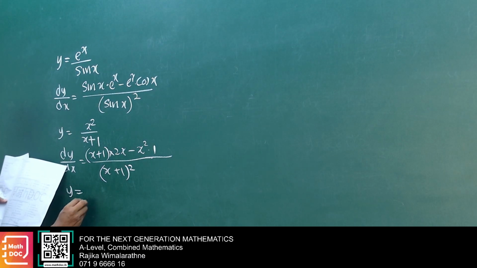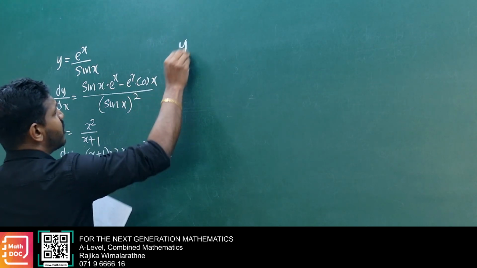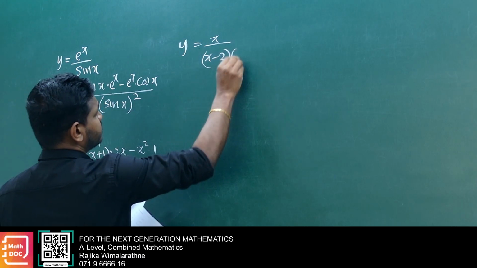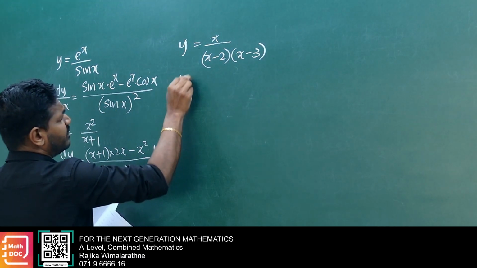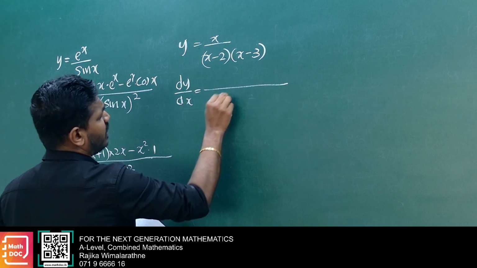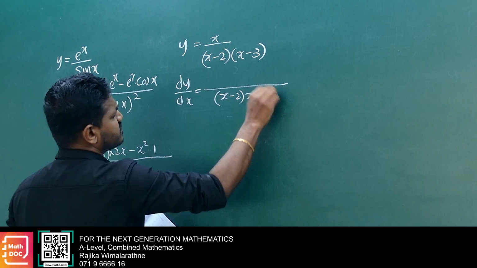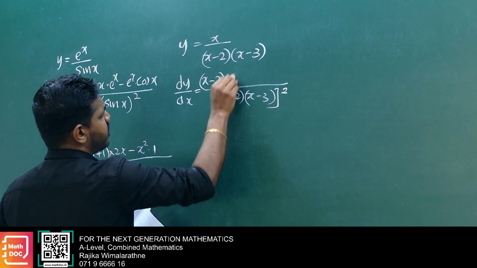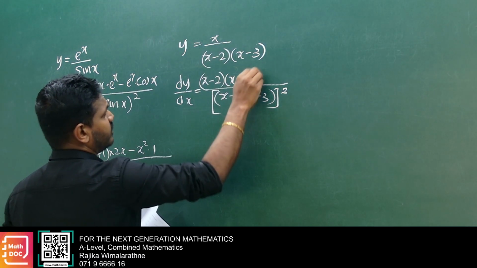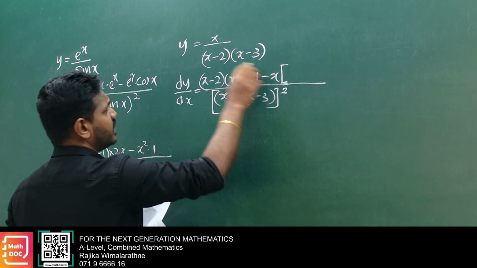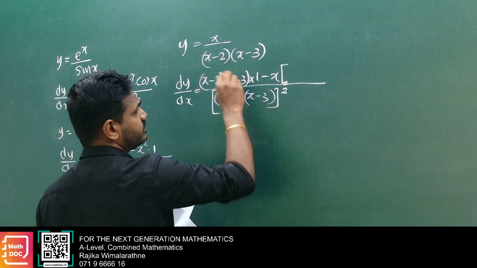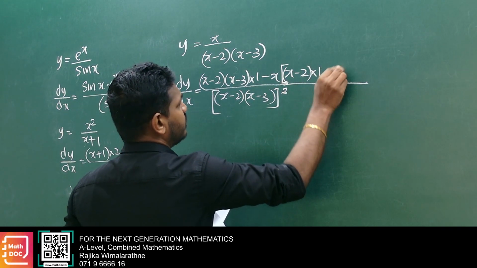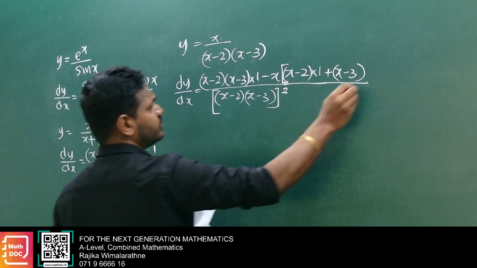Then y equals x over x minus 2 times x minus 3. Then dy by dx, denominator square, denominator times derivative of numerator 1 minus numerator times derivative of denominator. Here we have a product, no? Then x minus 2 times derivative of x minus 3, which is 1, plus x minus 3 times derivative of x minus 2, which is 1.